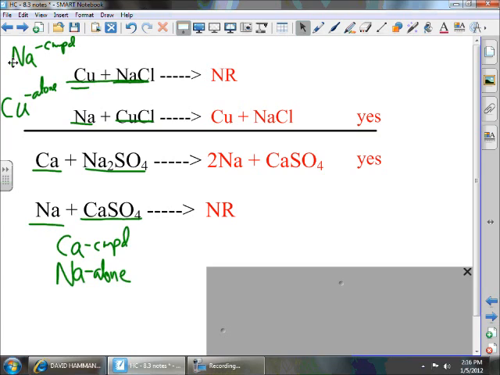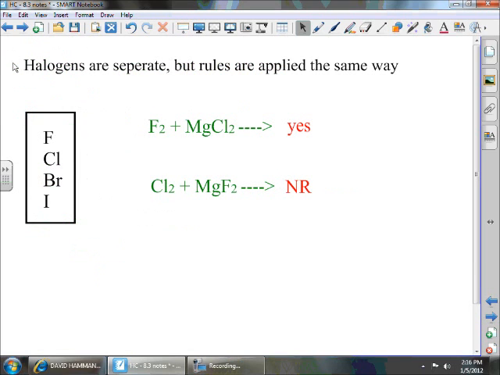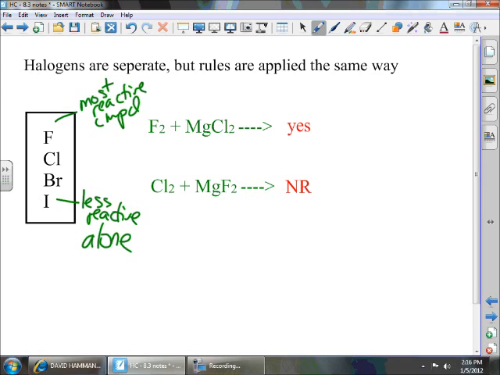The last thing on the chart is it does list the halogens. Now in your book, it lists them as the same, kind of like one big chart, but I want you to think of it as two separate charts. So it's their own chart, but the rules are applied the same way. And what we mean by that is fluorine is the most reactive. Therefore, it wants to be in a compound. Iodine is less reactive. Therefore, it wants to be alone.